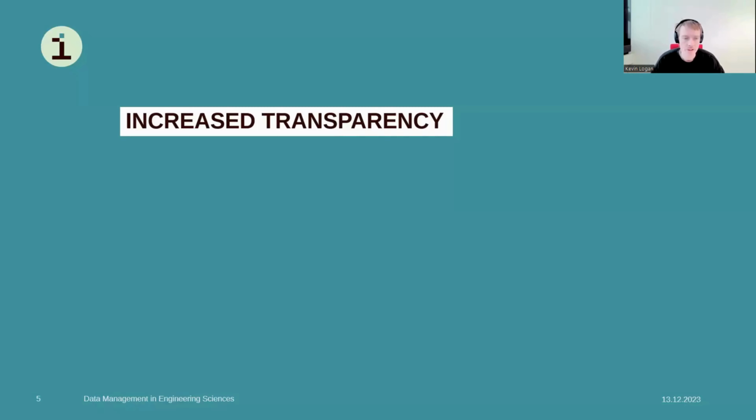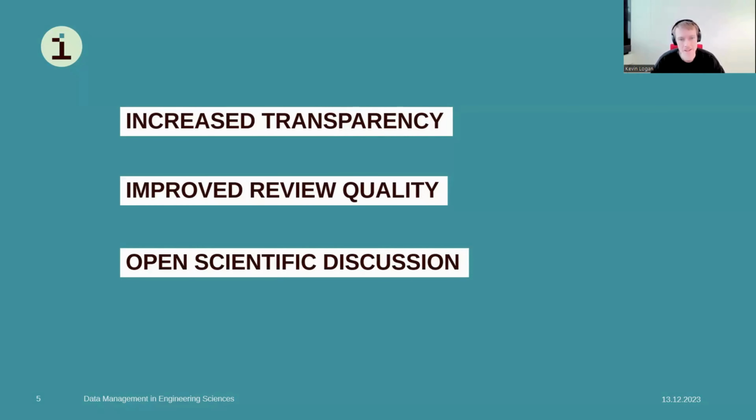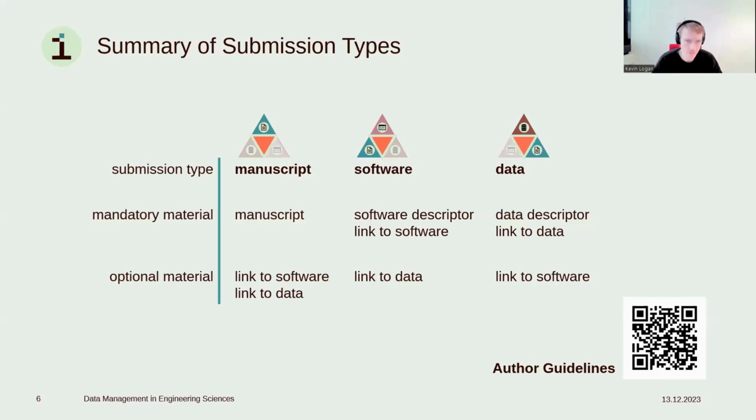So why do we focus on open peer review? It increases the transparency, and we hope that it improves review quality because people can actually see your work out in the open. All of this is important for an open scientific discussion, which we think is really essential as we're trying to establish research data management as a new subject of scholarly research in its own right, especially in the engineering sciences. We also believe that this discussion can help engage the community.